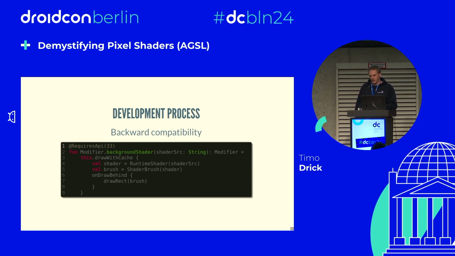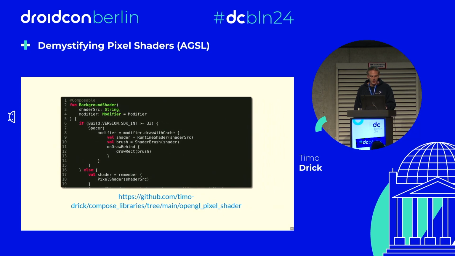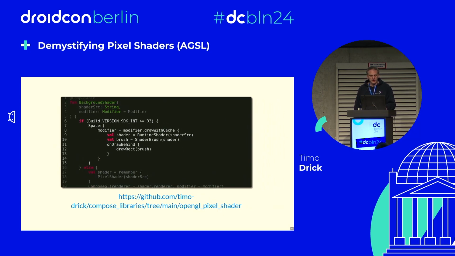What about backward compatibility? Normally you have to support older devices in your app. One solution would be to check if the version of the SDK is smaller than 33, then you just provide a solid color, for example, or some built-in shaders like the linear gradient. There's also another solution. It's a little bit limited.